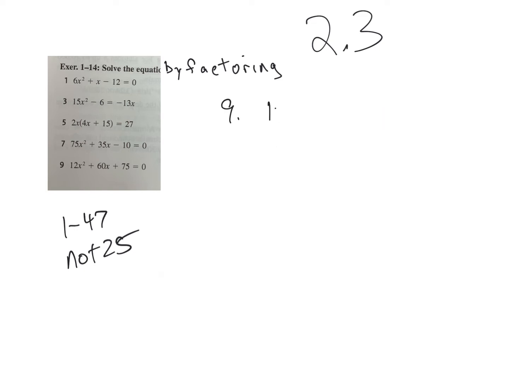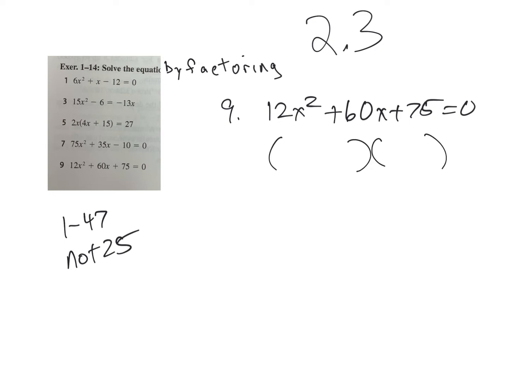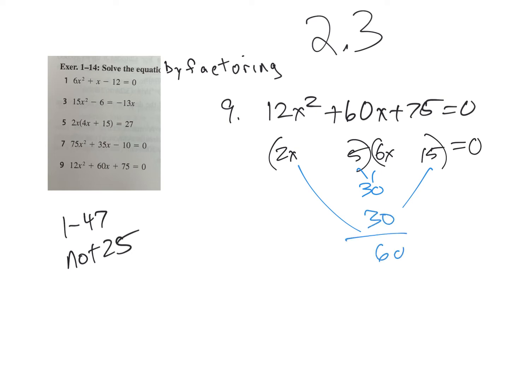Number 9 is 12x squared plus 60x plus 75 equals 0. And so now we go ahead and pick some values. I'm going to do 2x and 6x, and I'll do 5 and 15. 5 and 15, and then I check the center and the outside, and there's where I'm going to get my 60. So how do I get that? Everything's positive up here, so that just means everything's positive here.